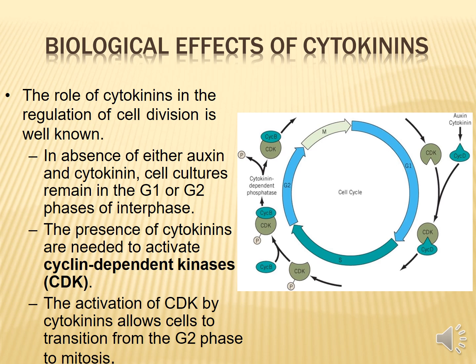So in the presence of the cytokinin, they are needed to activate the cyclin-dependent kinase. This is the name of the enzyme, or we can call it CDK. The activation of the CDK by the cytokinin will allow the cell to make the transition from the G2 phase to mitosis. Because in the cell cycle, the cell will first undergo the interphase process, and after that, when all the ingredients are enough, they will enter the mitosis process.